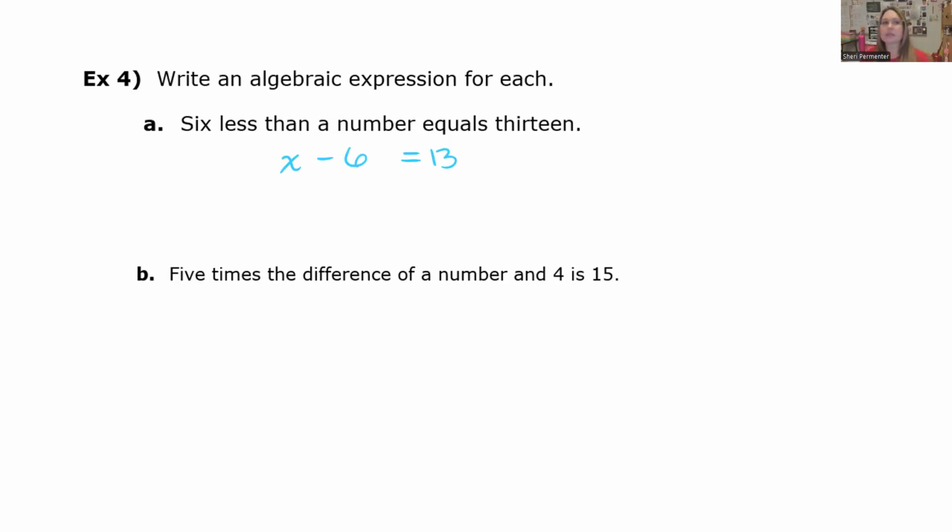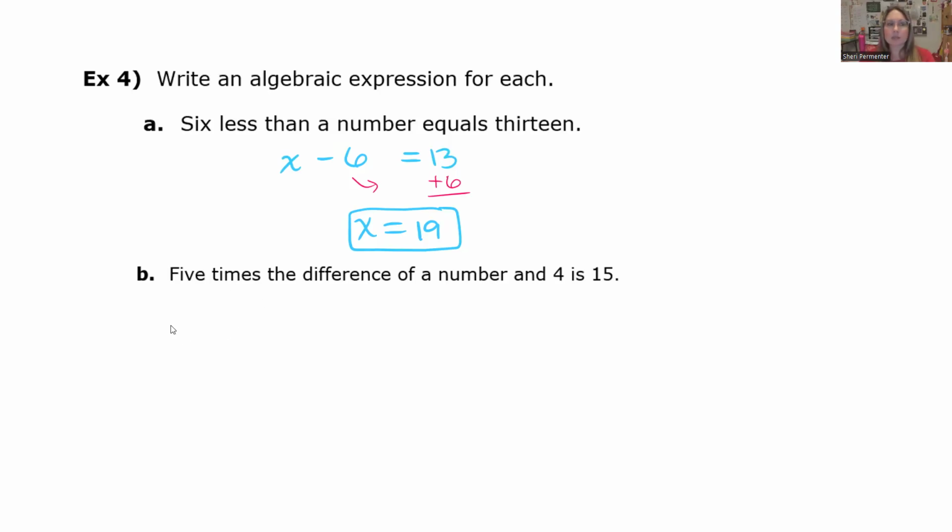And then we read it and we make sure it makes sense. 6 less than a number equals 13. I think that's correct. I think we did good. So now let's solve it. This is one step. What do I do to get x by itself? Add 6. What is 13 plus 6? All right, that's done. So I don't have answer choices for once you solve it. I only have answer choices for setting up the equation.